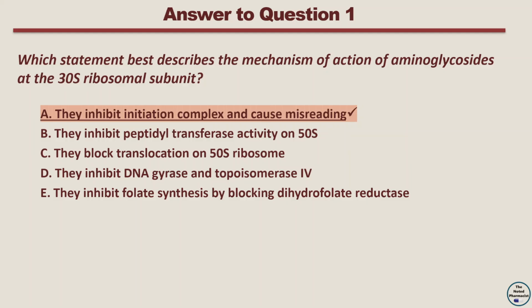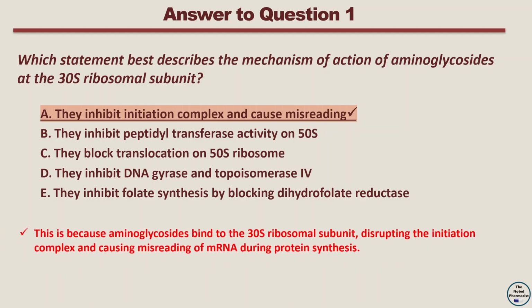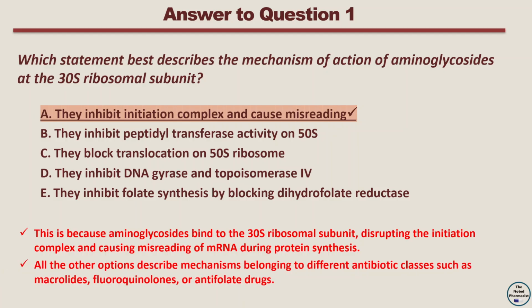The correct answer is option A. They inhibit initiation complex and cause misreading. This is because aminoglycosides bind to the 30S ribosomal subunit, disrupting the initiation complex and causing misreading of mRNA during protein synthesis. All the other options describe mechanisms belonging to different antibiotic classes such as macrolides, fluoroquinolones, or antifolate drugs.